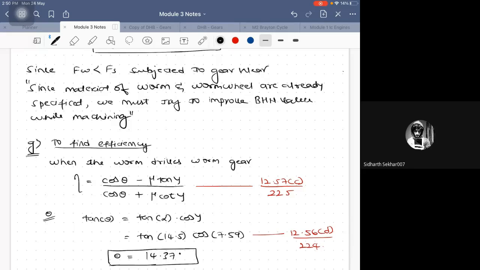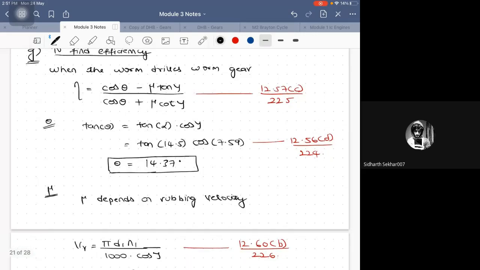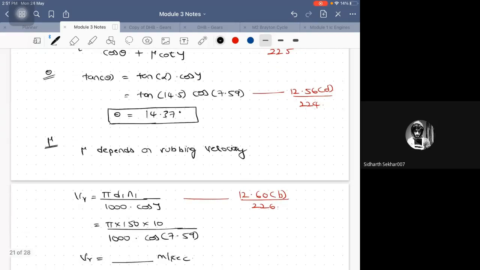Next you immediately go on to mu. On which velocity does the value of mu depend? We already solved this in the previous problem. On which parameter does the coefficient of friction depend? Which parameter must you calculate to know the value of mu? Anyone? Yes, the rubbing velocity. So just write: mu depends on the rubbing velocity. We calculate the rubbing velocity using the expression 12.60b, page number 226. Substitute everything, and give me the value of rubbing velocity.